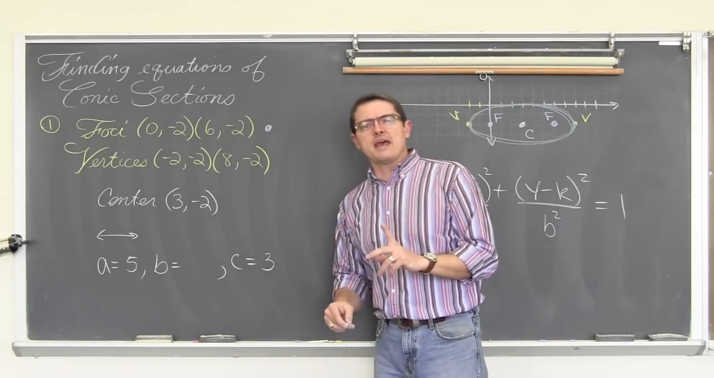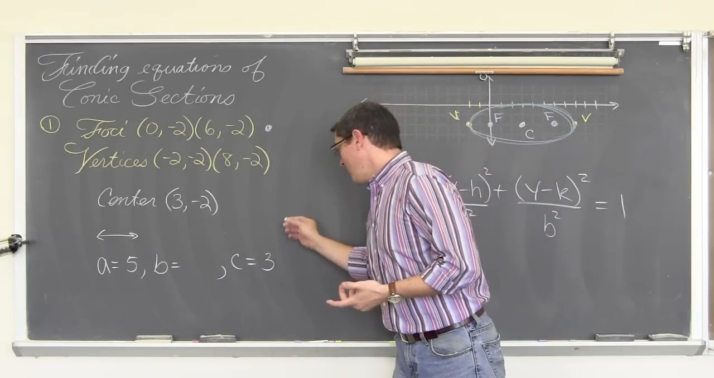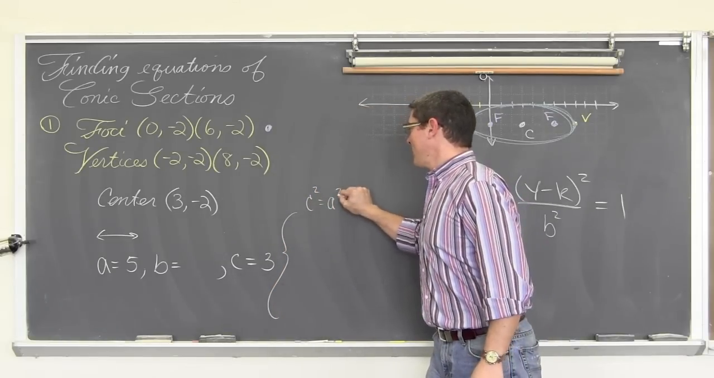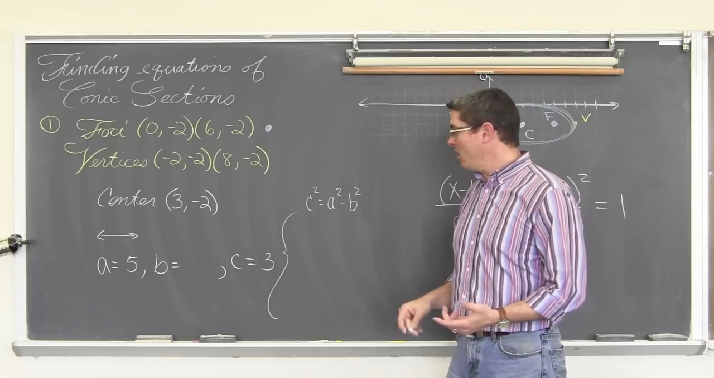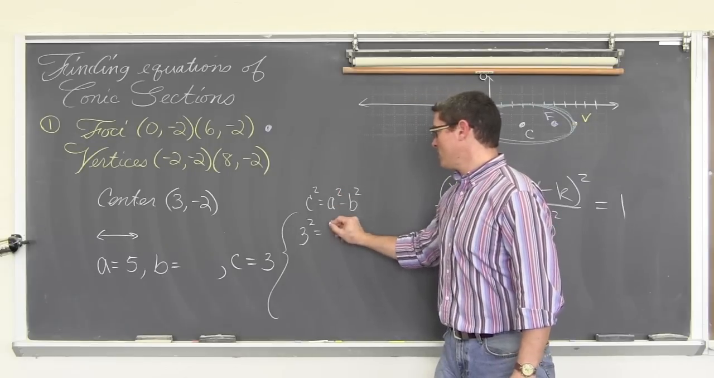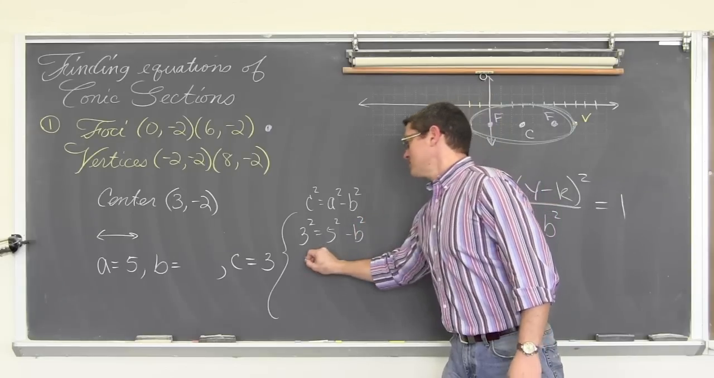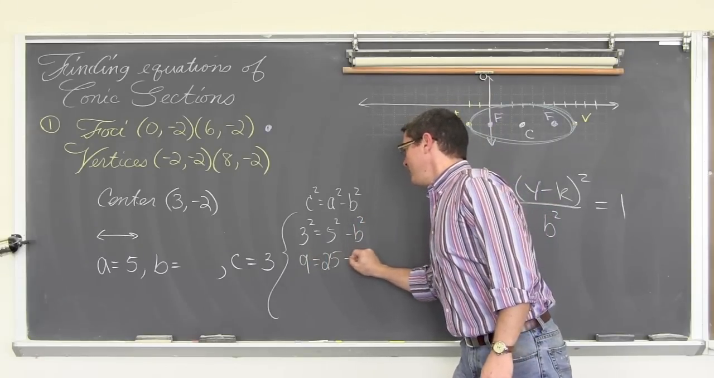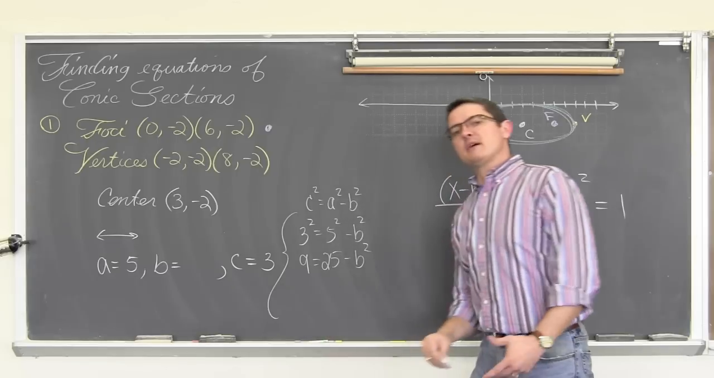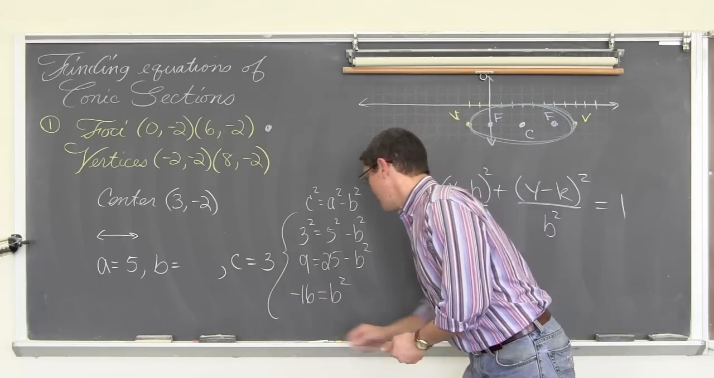Now, how am I supposed to use a and c to help me find out what b is equal to? Well, the formula: c squared equals a squared minus b squared. So we have 3 squared is equal to a squared, which is 5, and it will be 25 after we square it, minus b squared. So 9 equals 25 minus b squared. That's going to be, after you subtract 25 from both sides, negative 16 equals negative b squared.